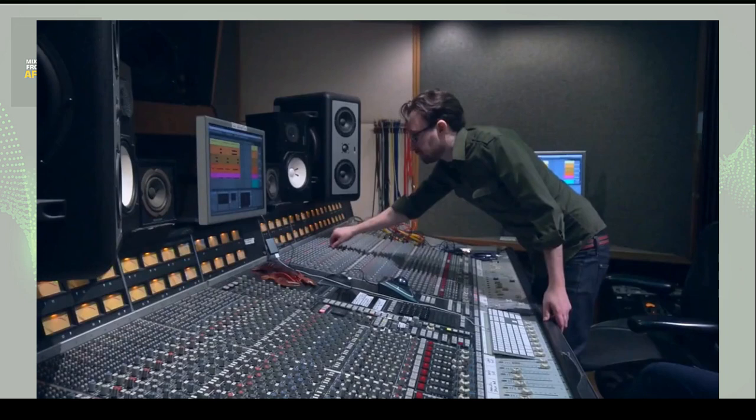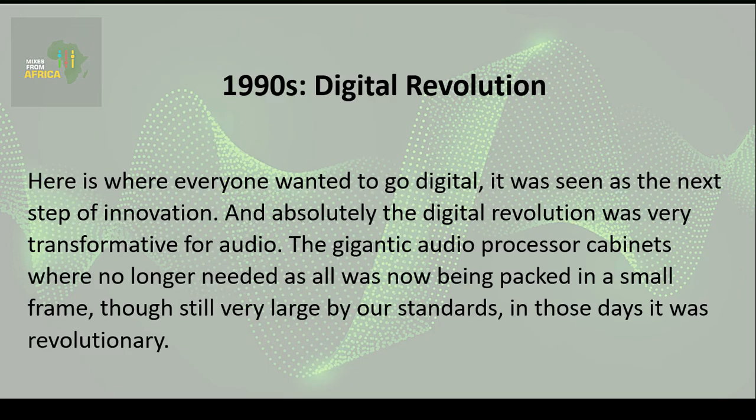So, as he has said, the only way to make music back in the day was through the console. It's only after the consoles that we had the DAWs. Alright, we have reached the 1990s, known for the digital revolution. Here's where everyone wanted to go digital. It was seen as the next step of innovation, and absolutely, the digital revolution was very transformative for audio.